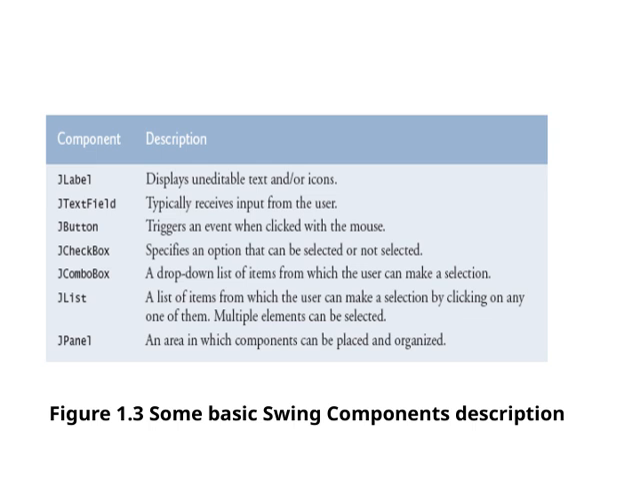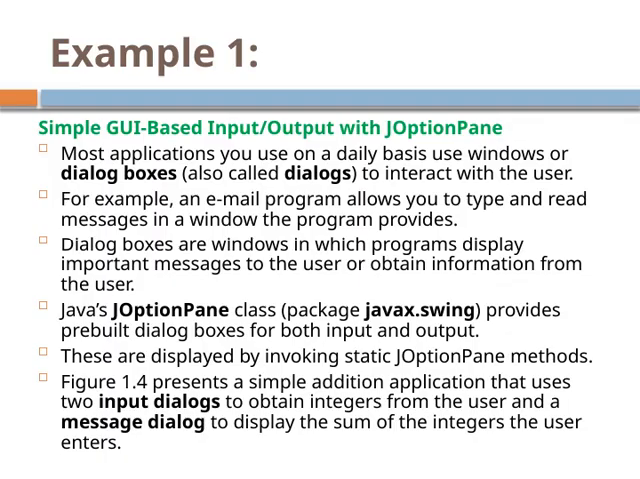So, as we go through this figure, think of it as familiarizing yourself with the vocabulary you'll use throughout your Java Swing projects. This knowledge helps you connect the dots between the components and how they work together to create a seamless user experience. So, in this example, we're looking at a simple GUI-based input and output using JOptionPane.